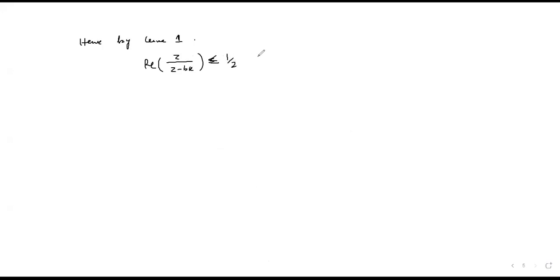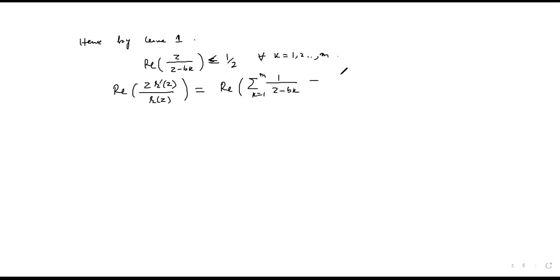Meaning, you can evaluate it for all k running from 1 to m, which implies that the real part of z into r dash z divided by r of z is equal to the real part of the summation, k runs from 1 to m, of 1 by z minus bk, minus the summation k runs from 1 to n of 1 by z minus ak.